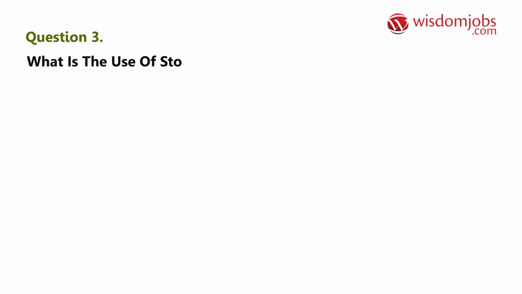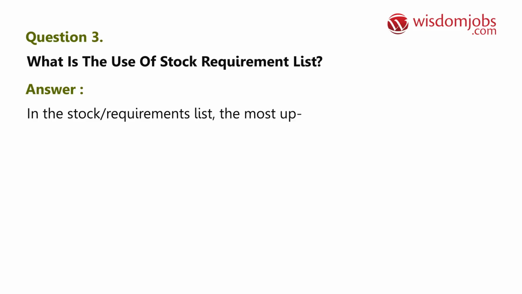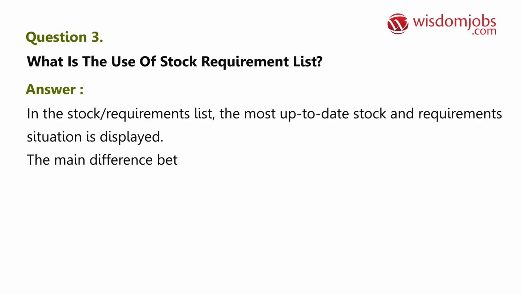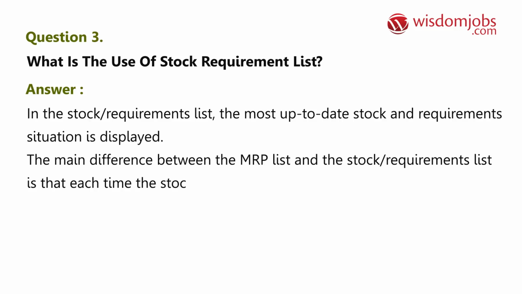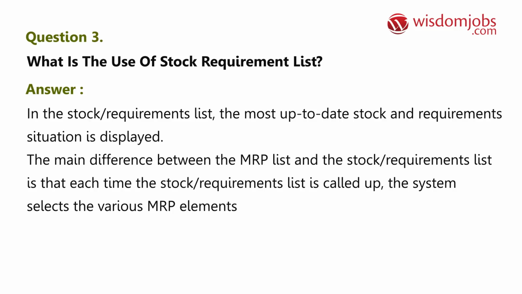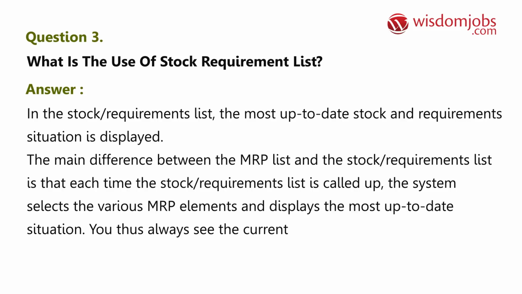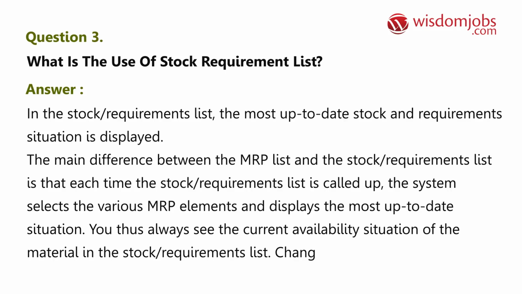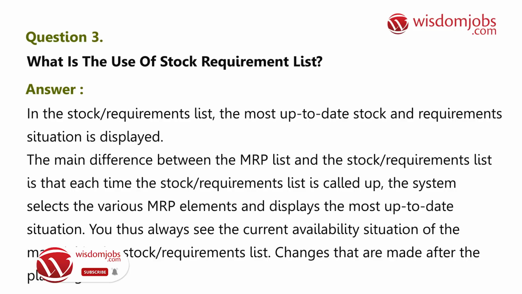Question 3. What is the use of stock requirement list? Answer. In the stock requirements list, the most up-to-date stock and requirements situation is displayed. The main difference between the MRP list and the stock requirements list is that each time the stock requirements list is called up, the system selects the various MRP elements and displays the most up-to-date situation. You thus always see the current availability situation of the material in the stock requirements list. Changes that are made after the planning date are displayed directly.